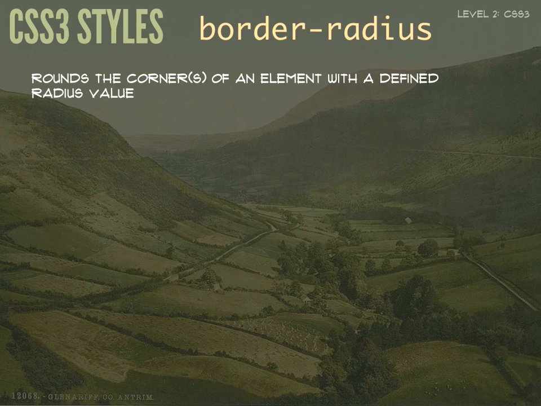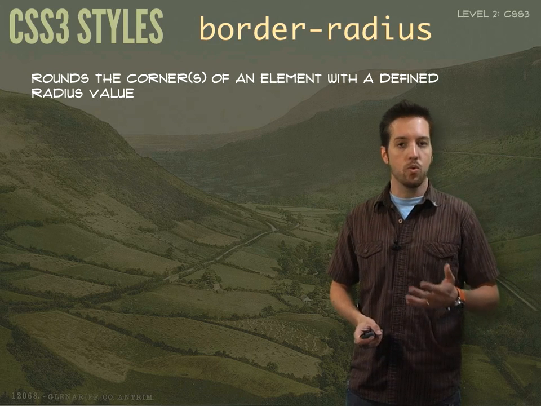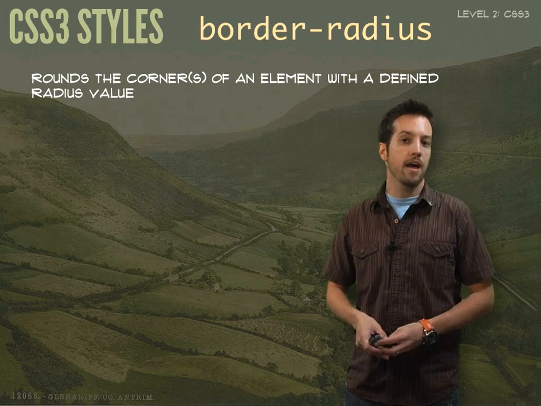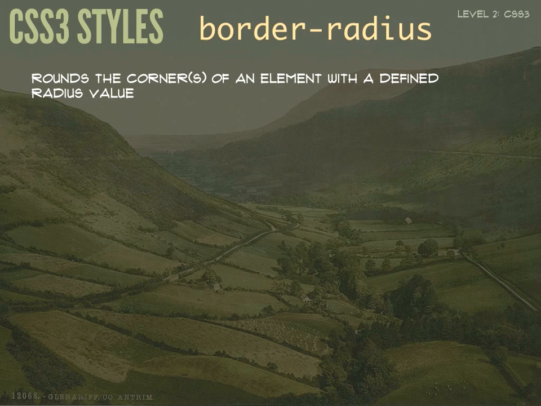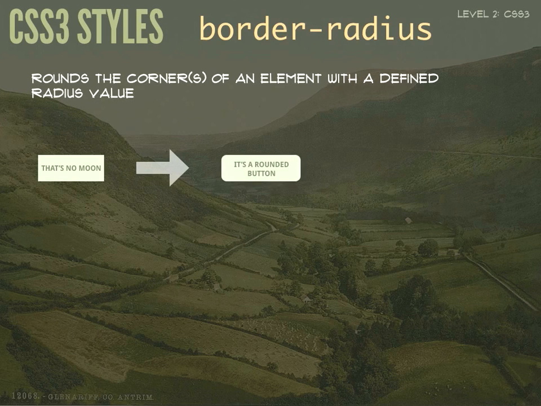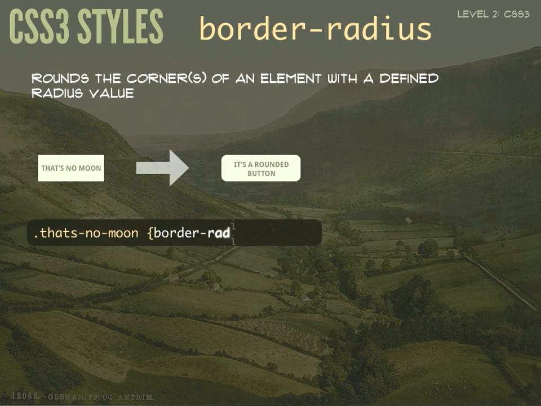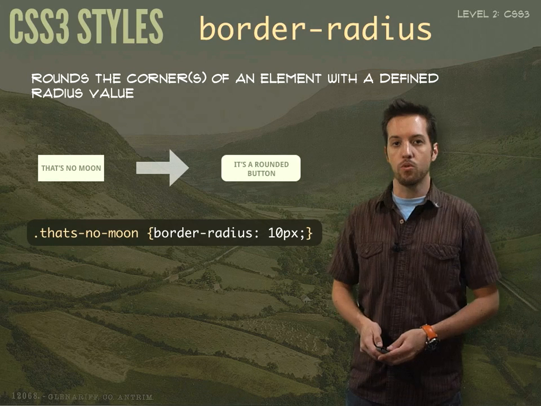Now, border radius rounds the corners of an element with a defined radius value. This is an awesome property because if you remember, before, in order to get rounded corners on an image or a button, you would have had to do a variety of hacks or save out transparent PNGs. Now we can let CSS do the work for us. So if we had a rectangular button, now we can add rounded corners simply by using the border radius property. In this case, we have a border radius of 10 pixels. The higher the value, the more rounded the corners are going to be. The lower the value, the less rounded the corners are going to be.